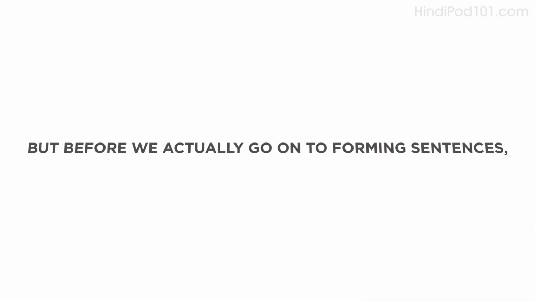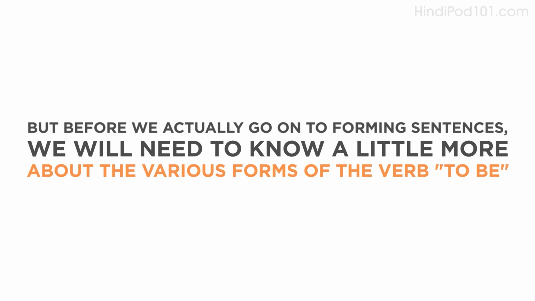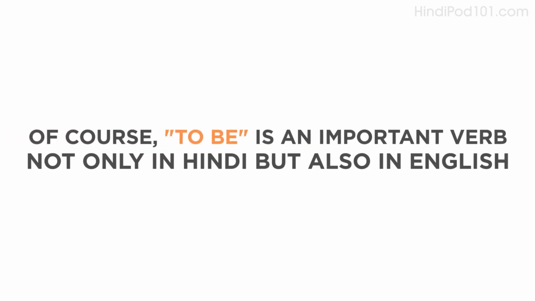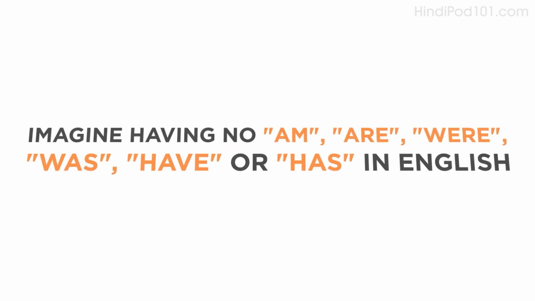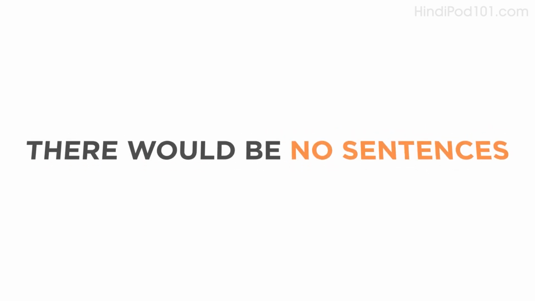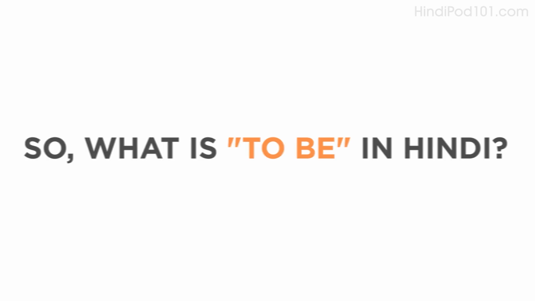Sure, we can. But before we actually go on to forming sentences, we will need to know a little more about the various forms of the verb to be. Of course, to be is an important verb not only in Hindi but also in English. Without knowing about how to use it, it's very difficult to form sentences. Imagine having no am, are, were, was, have, or has in English. There would be no sentences. So, what is to be in Hindi?